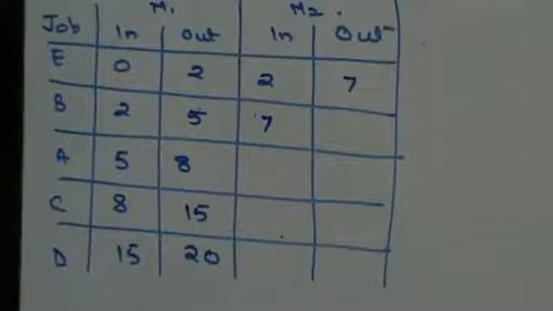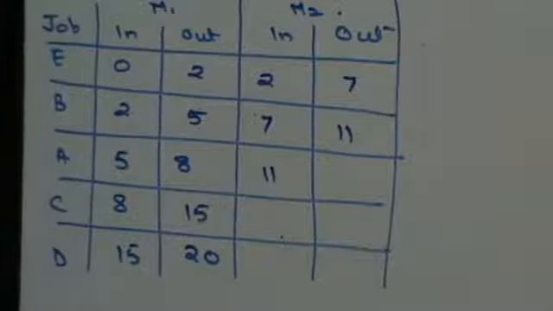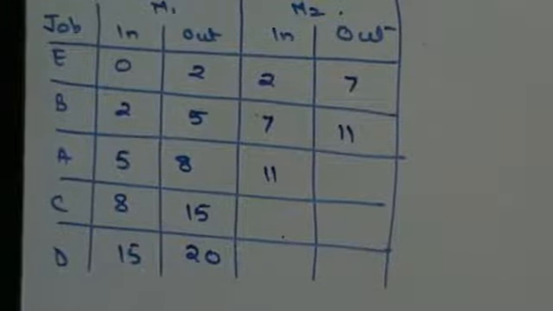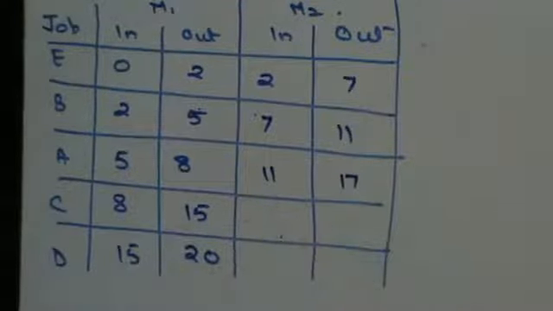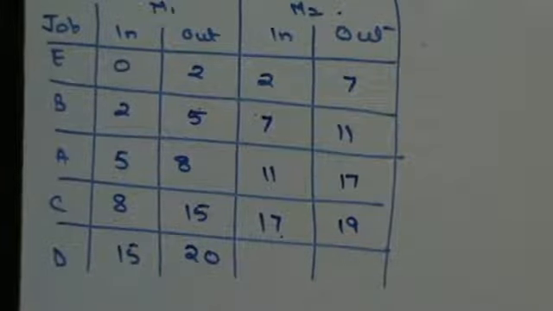Now, job B takes 4 hours. 7 plus 4, 11. Bring this down here as it is. Right? Job A takes 6 hours. 11 plus 6, 17. Bring this down here as it is. Right? Job C takes 2 hours. 19. Now we have a problem here, guys.